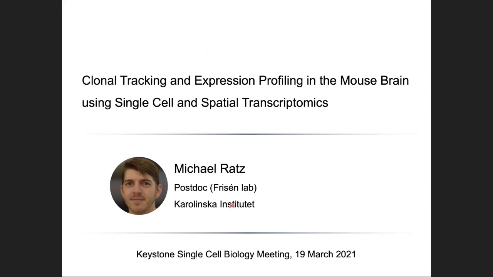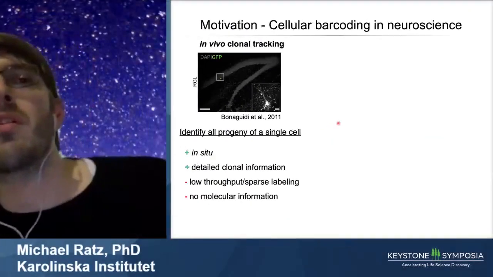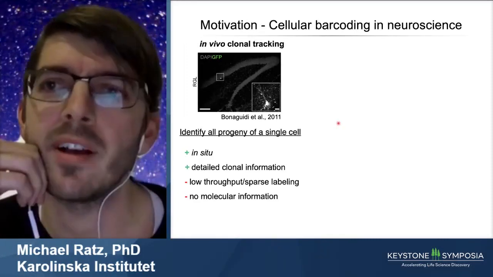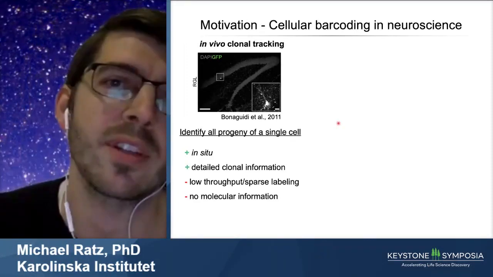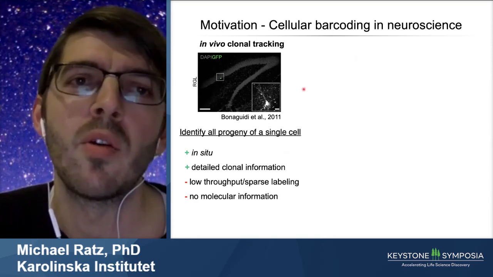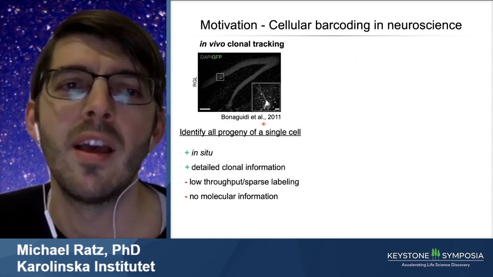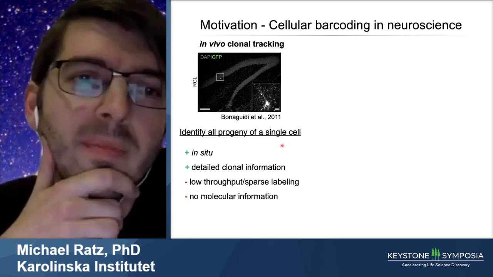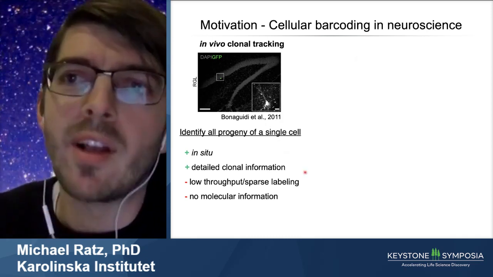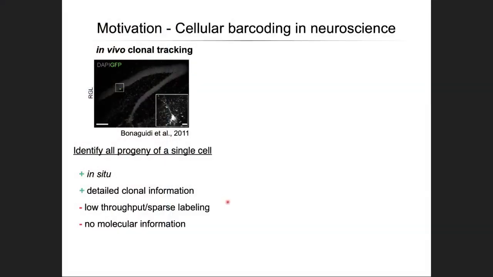And we are interested in, so our motivation comes from our interest in stem cells, and particularly we study a process called adult neurogenesis, where we very often use a tool which is based on in vivo clonal tracking, to identify all the progeny of a single cell. And while this is a very powerful tool, it really suffers from low throughput because we rely on sparse labeling, and it doesn't really provide any molecular information apart from a few markers that we can stain for with antibodies.